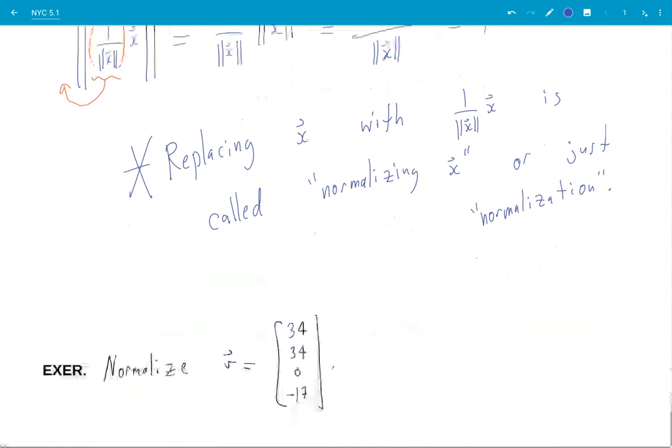Okay, so let's try an exercise here. Normalize this vector here. So I want you to find 1 over the length of v times v. So pause, copy, try.